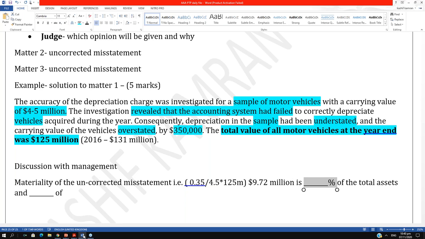Okay, one student is giving me 0.026% of the total assets, and how much percentage of the revenue? 0.017% of the revenue. And how much percentage of the profit? 0.38% of the profit. Is that the right percentages, everyone?